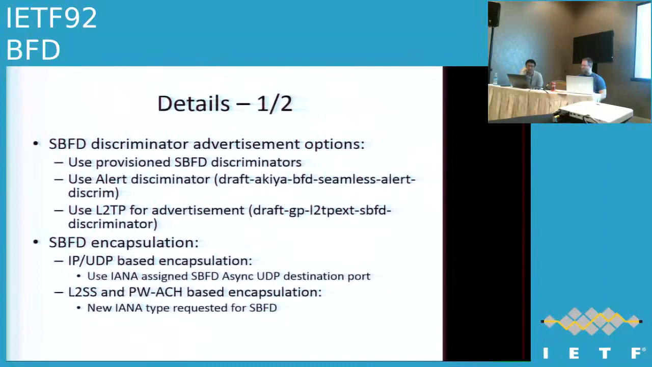Then we need to think about the encapsulations. Probably the simplest one is the IP UDP based encapsulation. You'll recall that BFD can go natively, or it can go inside an IP UDP encapsulation within the OAM channel. When we're going inside the IP UDP case, then we will just use the existing SBFD async UDP port. So that's a fairly simple transplant. In the case of L2SS, which is the signaling protocol for L2TP, and actually, is it a signaling protocol or is it the header? I can't remember. And the pseudowire ACH-based encapsulation, we will not need new IANA types, and we'll have to write that up and specify it. Next, please.